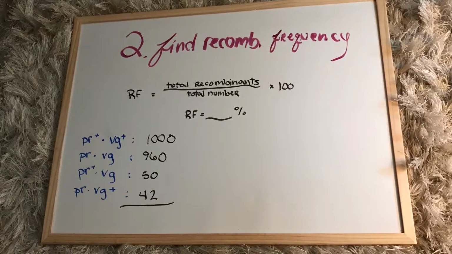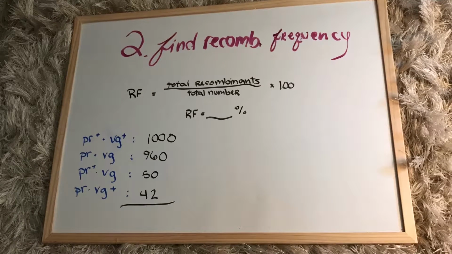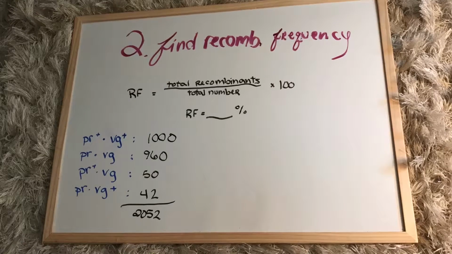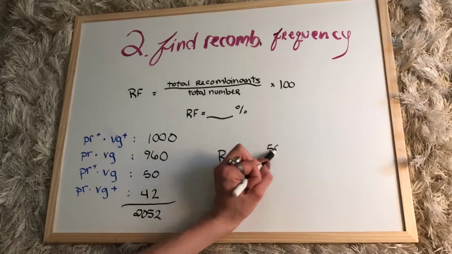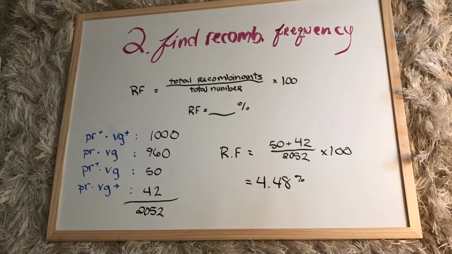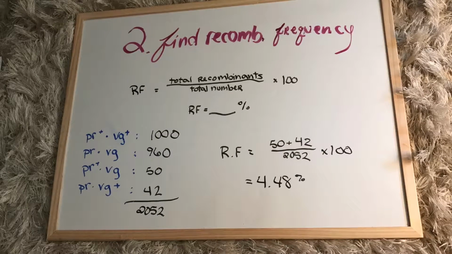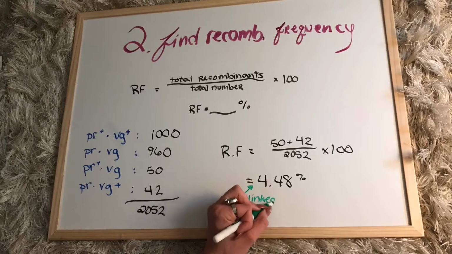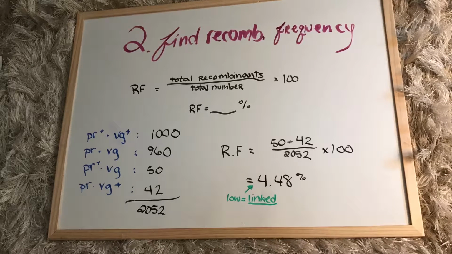Now let's look at an example. Let's say I obtained these results in an F1 generation. Since I know that the recombinants are going to be the least frequent, I can add the 50 and 42 and divide it by the total to get a percentage of 4.48. This proves that the genes are linked because it shows it is very unlikely for recombination to occur between the PR and VG genes.